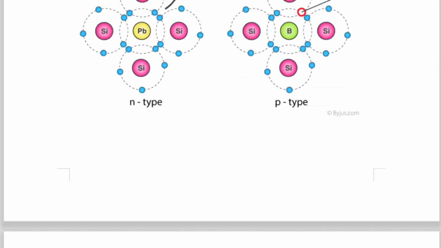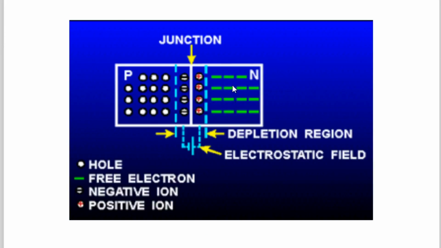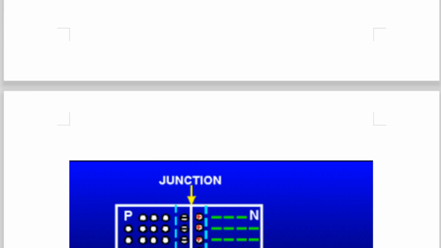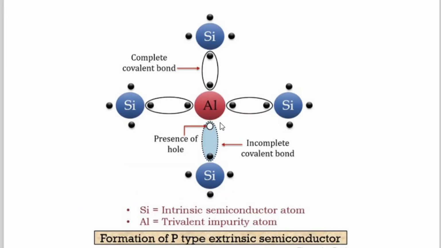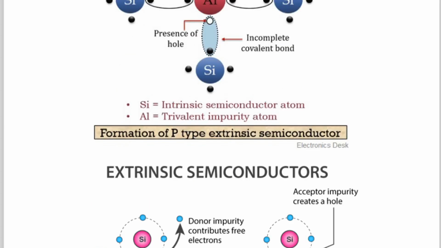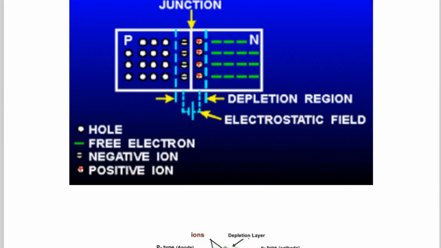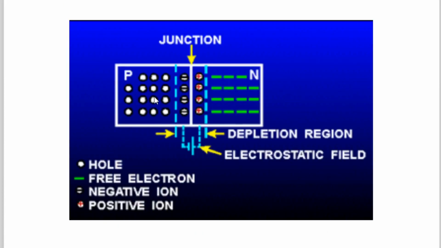So that is in the case of n-type semiconductor material. And in the case of p-type semiconductor material, there is a vacancy of an electron. There is a shortage of electrons. So here, see, this is a hole. In p-type materials, a large number of holes are created.